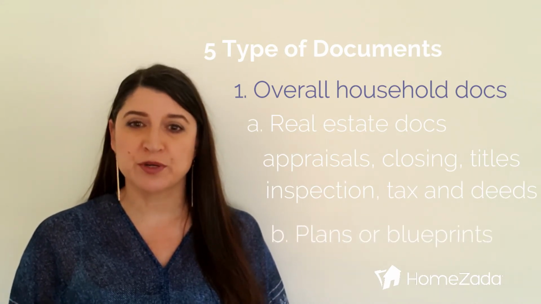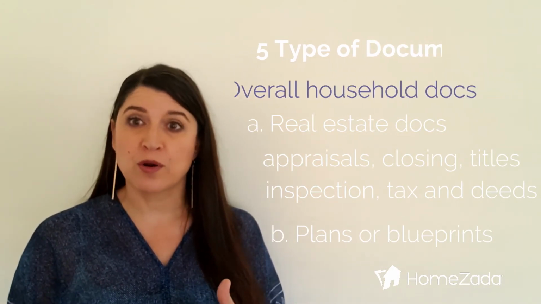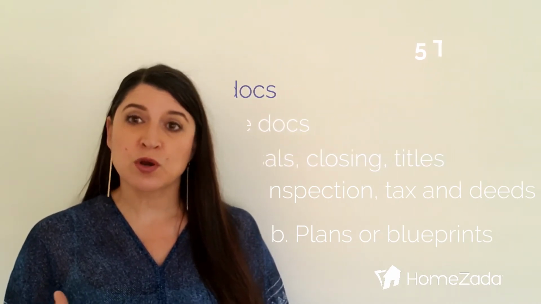You may also want to put in plans or blueprints. And this is usually for people who have built their home or have remodeled their home. And this would also apply to not only inside the home, but also landscaping as well. Some HOAs require landscaping approvals and plans in order to proceed with designing and planting and placing information outside your house, like trees and shrubs, lighting, stonework, etc. So that's the first category: overall household documents that apply to the real estate transaction, but also any blueprints or plans.